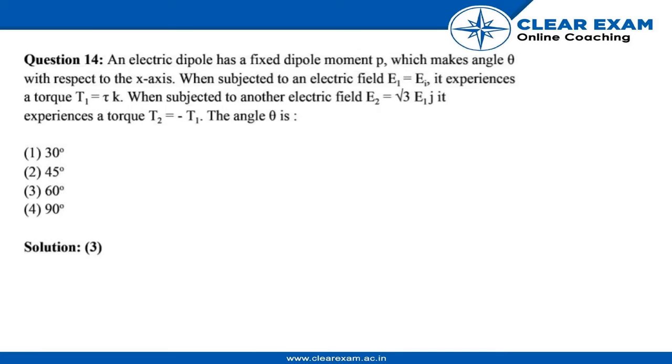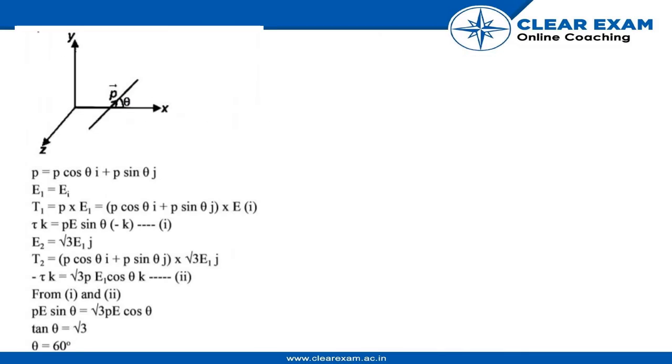So the correct answer is option 3. This is because if we try to make the diagram according to the question given to us, the angle would be theta with respect to the x-axis. It is given in the question with respect to the x-axis, and also a fixed dipole moment, that is P, is given to us.